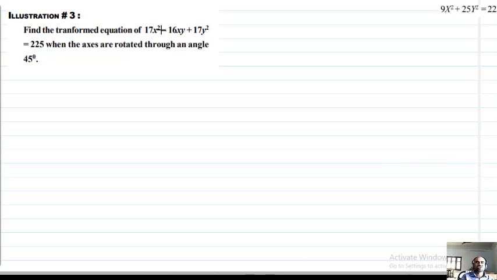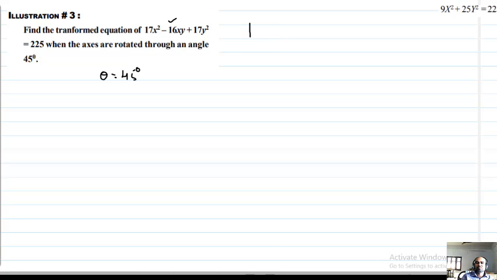Yeah, next question. Find the transformed equation of 17x² minus 16xy plus 17y² equal to 225 when the axes are rotated through an angle of 45 degrees. We want the transformed equation. Instead of small x, what should we write? Instead of small y, what should we write? First of all, you need to identify that. So here theta equals 45 degrees.